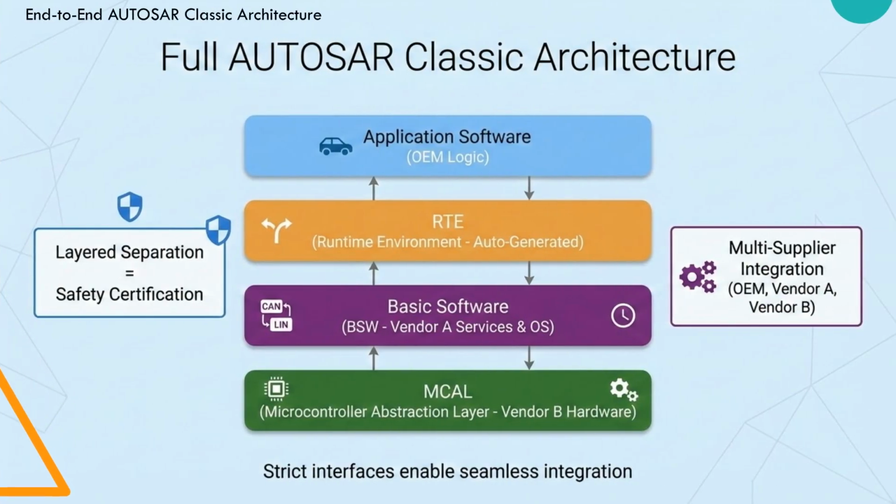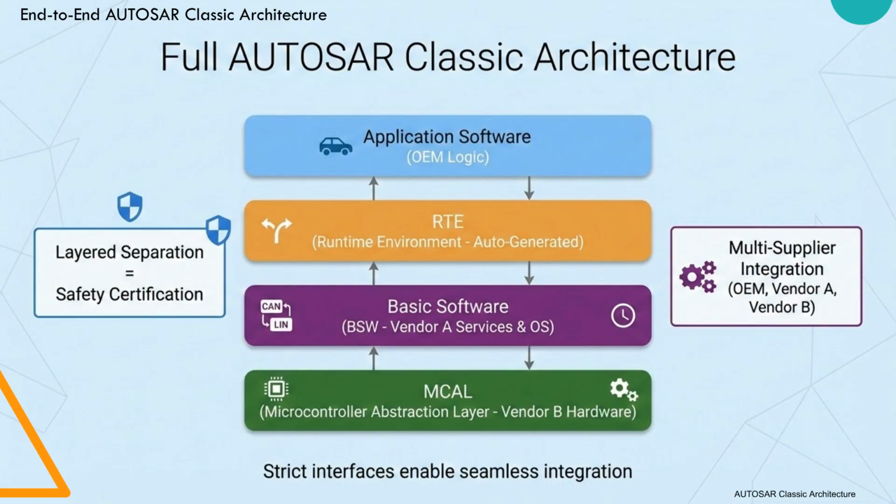Now, when we combine all these layers, the full AUTOSAR Classic architecture becomes clear. At the top, application software components implement vehicle logic. Below that, RTE manages communication between components. BSW provides system services, communication stack, and OS functionality. And finally, MCAL interacts directly with hardware.